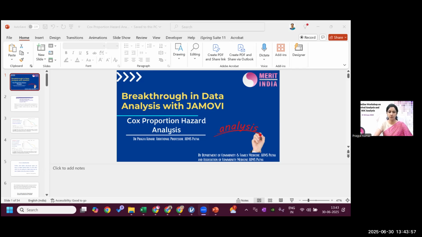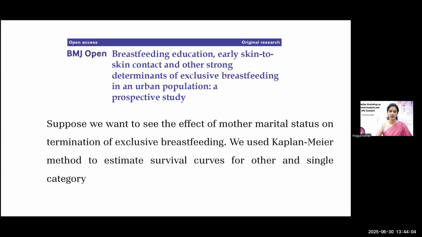Now coming to today's session, that is your Cox proportional hazard analysis. For this, we are using this article, which is on breastfeeding education, early skin to skin contact, and other strong determinants of exclusive breastfeeding in an urban population. And it was a prospective study.